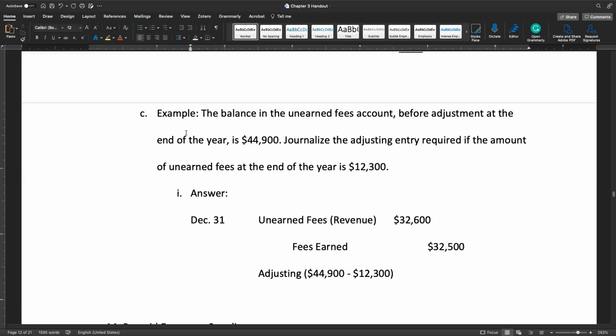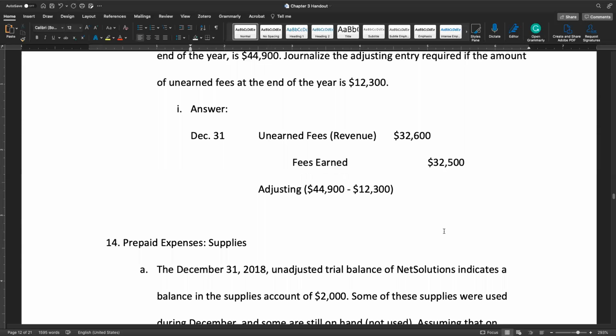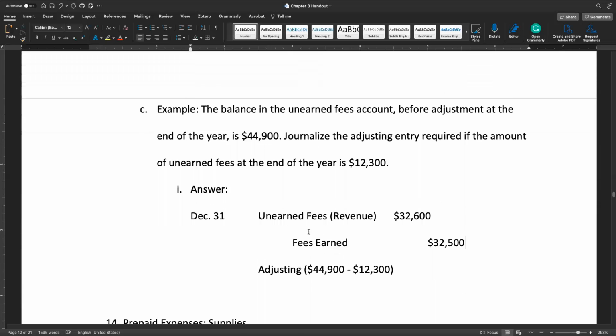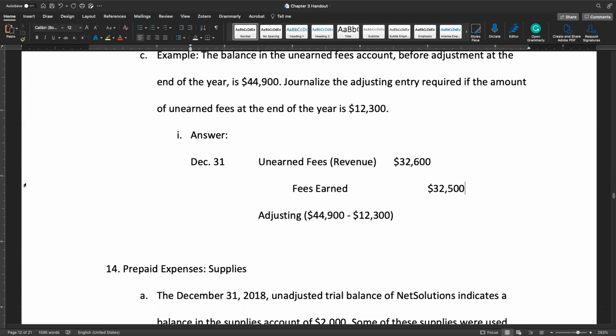Don't let the math part of it trip you up. So our unearned fees ones will look like this. Our unearned rent ones will look like what we did up in part A. Again, when you're doing the homework, go through and read them. If they sound like this one, it's probably going to be similar to this one.